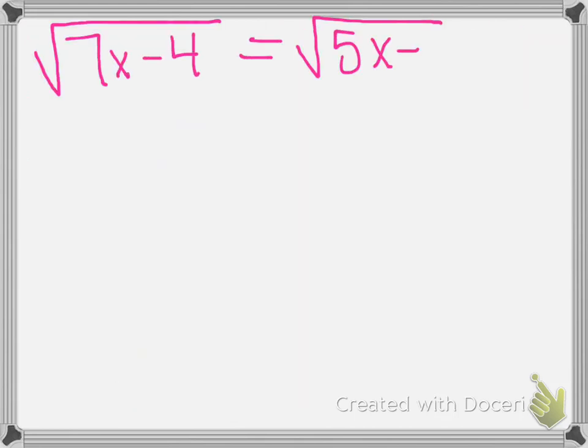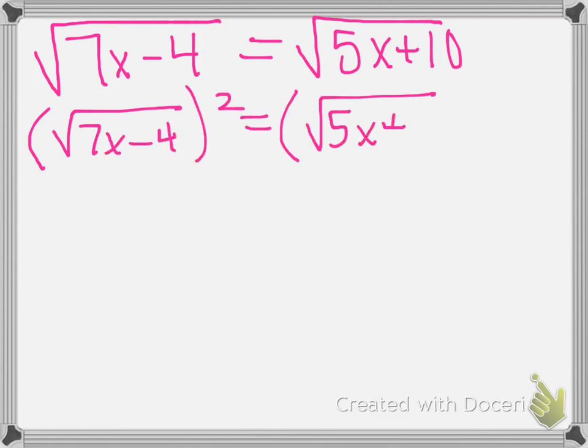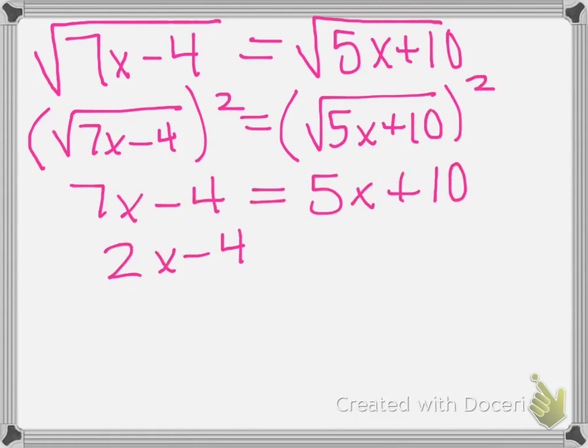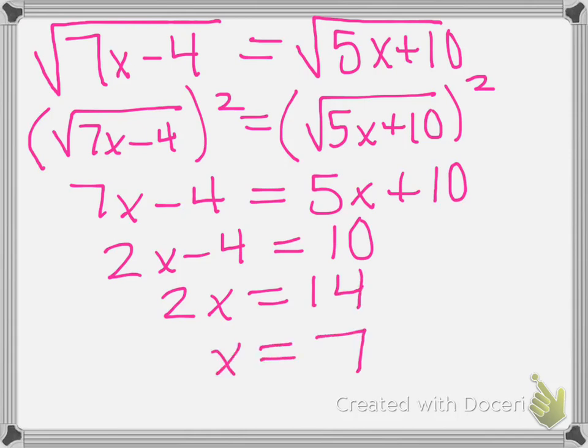What if I gave you the square root of 7x minus 4 equals the square root of 5x plus 10? We're going to do the same thing and square both sides. So then we will get 7x minus 4 equals 5x plus 10. Use our algebra skills and do those steps. So we'll subtract 5x, and then we will add 4 to the other side, divide by 2, and we will get x equals 7.